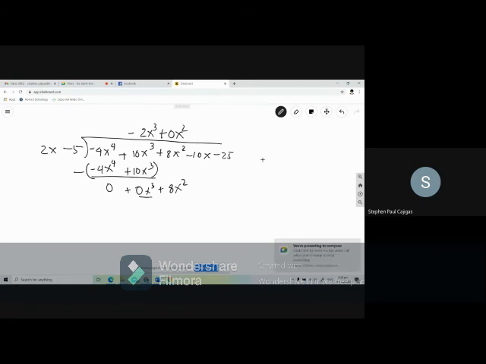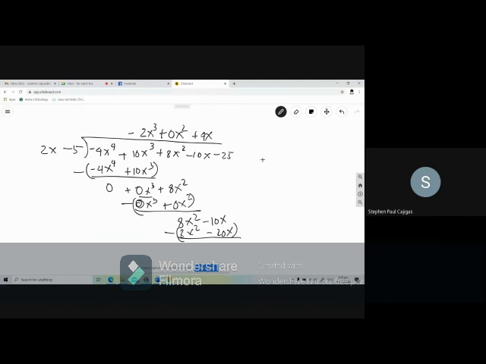So 0 times 2, of course that is still 0. 0 times x cubed, and the other is also 0x squared. So subtract this. 0 minus 0, of course that's 0. 8 minus 0, so that is 8x squared. Then we bring down the negative 10x. Continue, 8x squared divided by 2x, so that is plus 4x. 4x times 2x, 8x squared. 4x times negative 5, minus 20x.